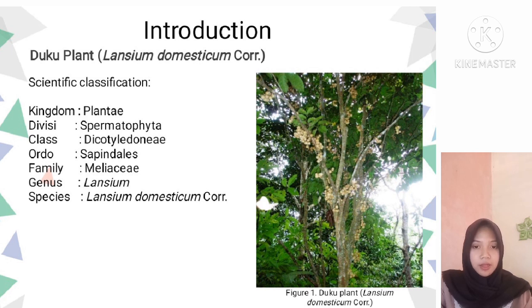The fruit has an oval shape with a diameter of 2.5 to 5 centimeters. The color is grayish yellow and it has segmented flesh. In addition to the fruit being consumable, other parts of the plant are also useful.